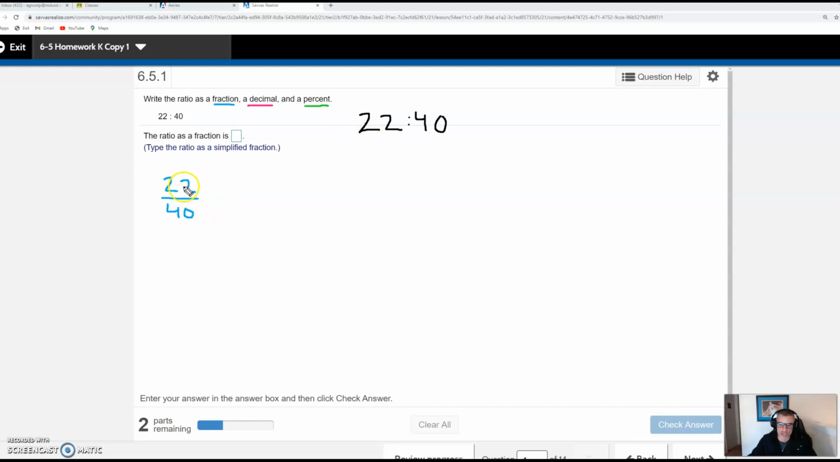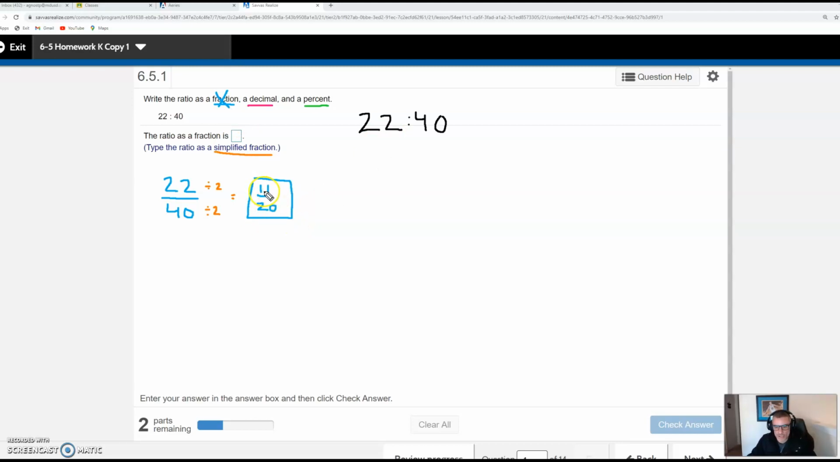Put the first number on top, the numerator. You put the second number on the bottom as the denominator. Now remember, with any fraction, they're going to want you to simplify it. See how it says simplify right here? 22 and 40 are both even, so they have a common factor of 2. So I can divide the top and the bottom by 2, and I get 11 over 20. All right, so that's the first part of my answer. The ratio as a fraction is 11 over 20.